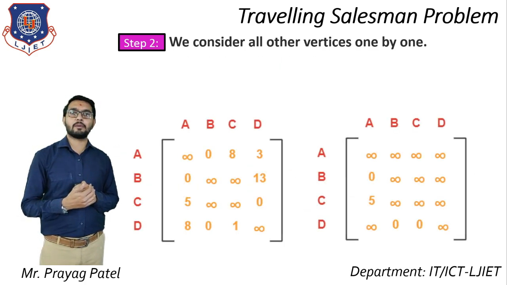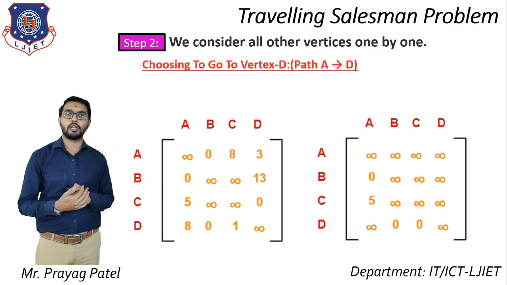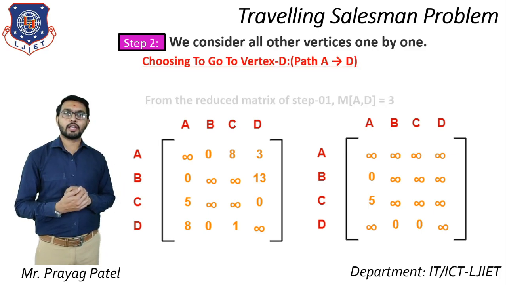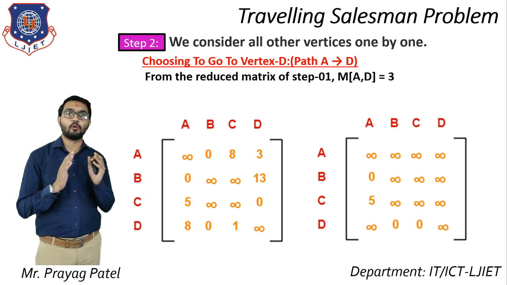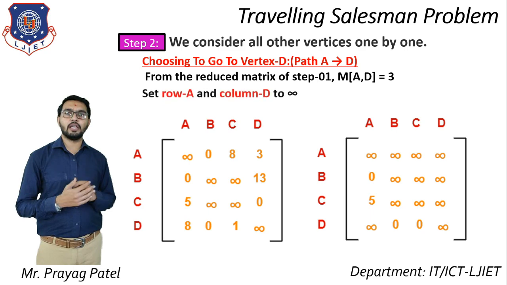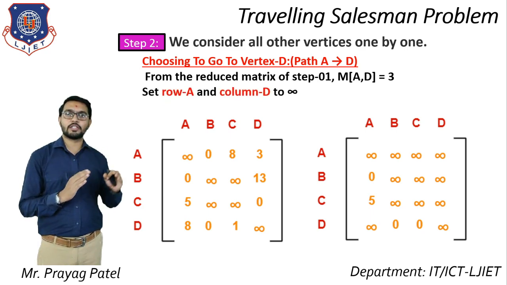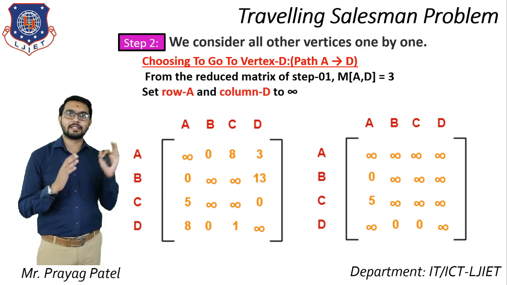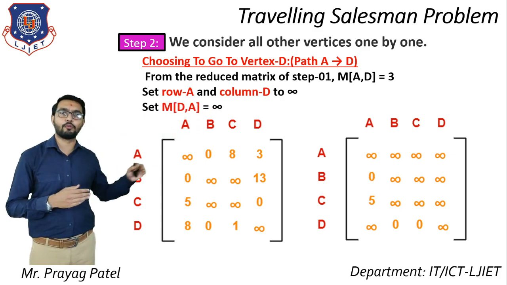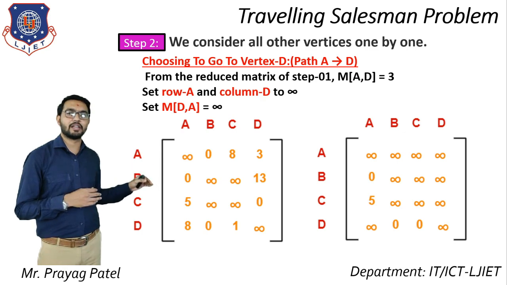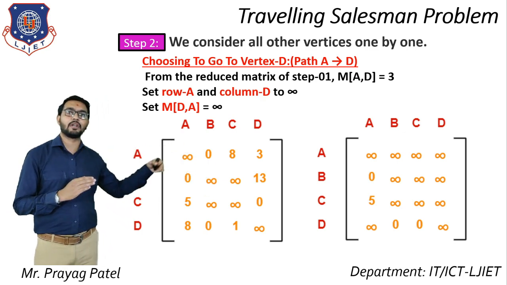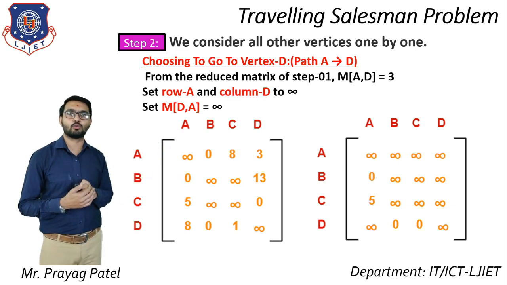Now consider the next step, the next path is from A to D. So here consider the next node as node D. So consider one step at a time. First is the old value of MAD equal to 3 in step number 1. Now the path is A to D. So consider row A and column D as infinity, and consider the location D to A as infinity. So the first table is considered the initial table. Then the second table is the reduced table, or the resultant table after performing these two steps.